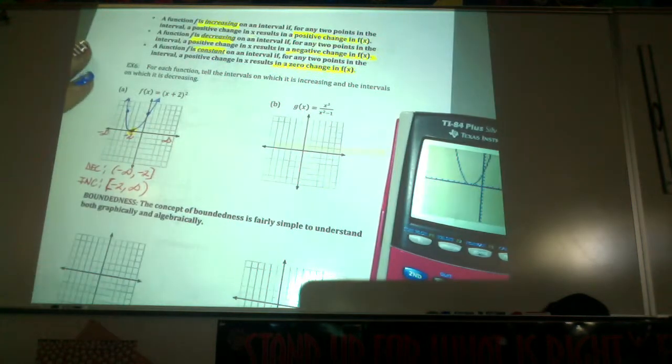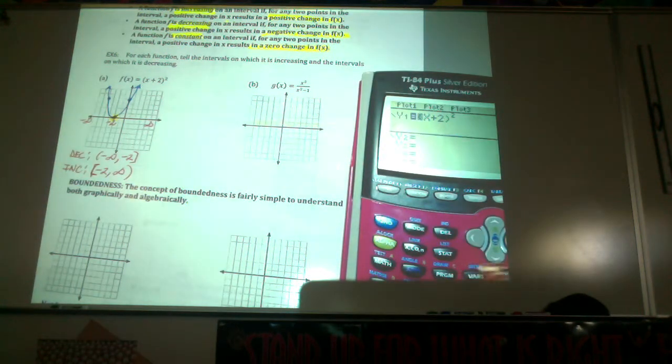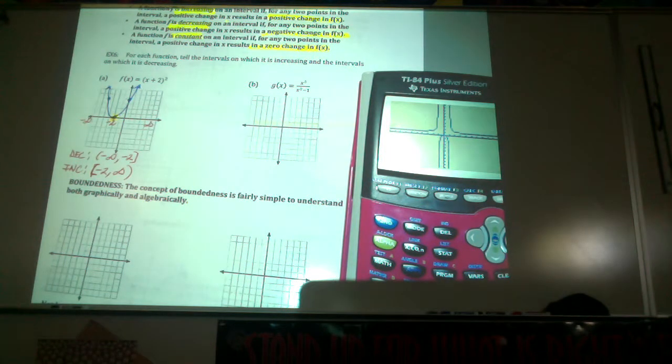This graph is a little bit more interesting. So let's go ahead and put that one in our calculator. So we have x squared divided by, in parentheses, x squared minus 1. If you don't put the whole denominator in parentheses, your graph won't look like mine. We will eventually get to horizontal asymptotes. I'm going to show you how to find those, but for right now, you do know how to find the vertical asymptotes. We talked about that yesterday.